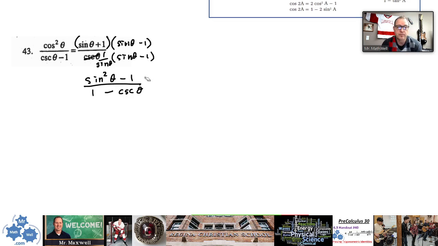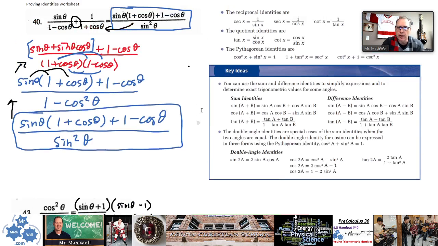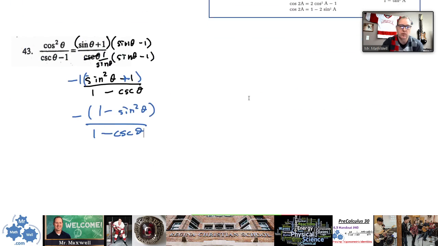Well, what we could do is multiply by a negative 1, or divide a negative 1 out, not multiply, but let's think about dividing. So that changes the signs over here. So then I have negative 1 minus sine squared theta over 1 minus cosecant theta. Okay, so I'm kind of liking that, sort of. So 1 minus sine squared, right? Because cos squared plus sine squared equals 1. So 1 minus sine squared equals cos squared.